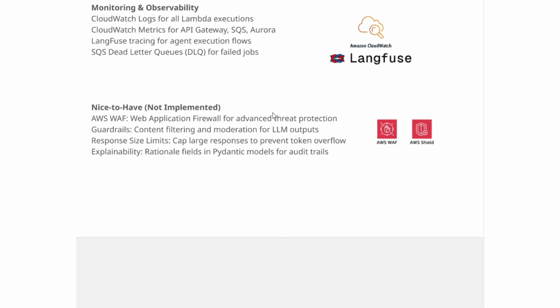And here are some of the features that I did not implement, but they are nice to have. It includes WAF, which is an application firewall for threat protection. And we could also implement guardrails for content filtering and moderation. And we could also implement a response size limit. And we could also implement explainability by adding an extra field in the output models of AI agents.